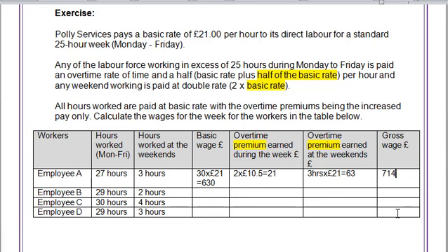I hope this has been helpful and useful. We want you to do the calculations for employee B, C, D, and then of course compare your figures with what we have. And this is what we have so far. I hope you got the figures correct, and I trust you got the figures correct.